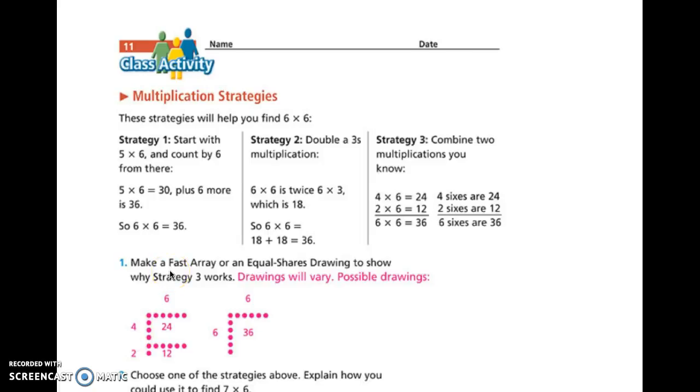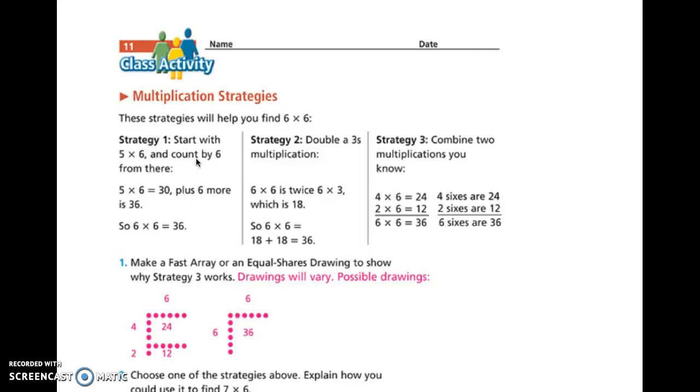All right, now we're going to talk about some strategies we can use to help us with our sixes. We're looking specifically at the problem 6 times 6, but these strategies would work with any of our sixes. The first one is one that we've reviewed a couple of times: the idea of doing your 5s first.